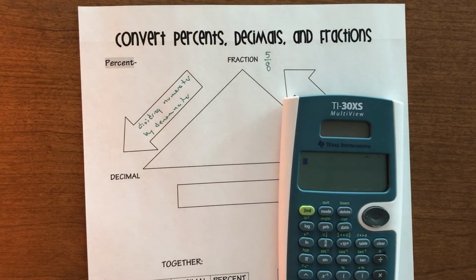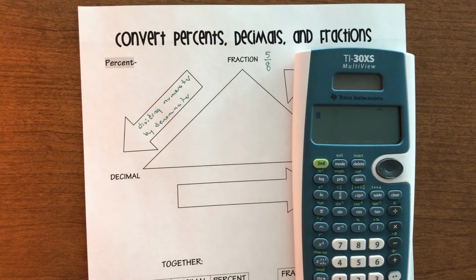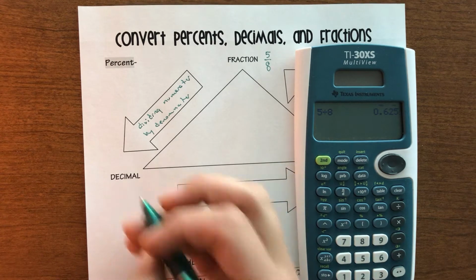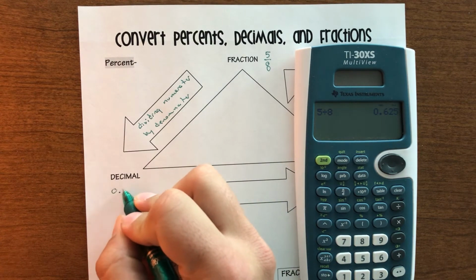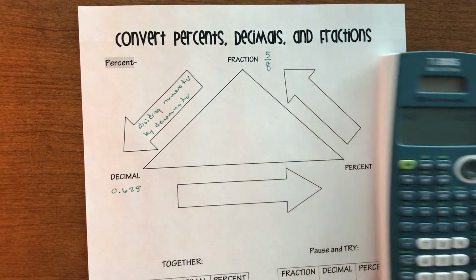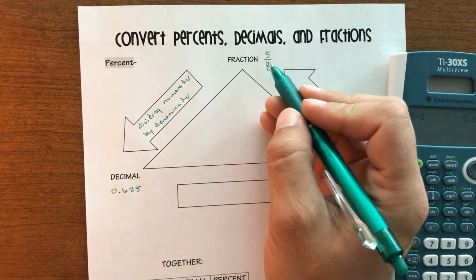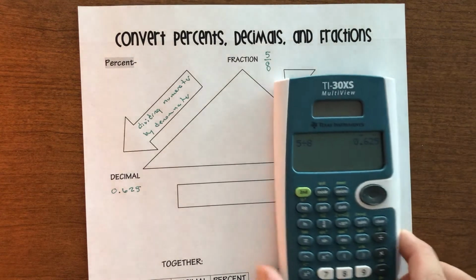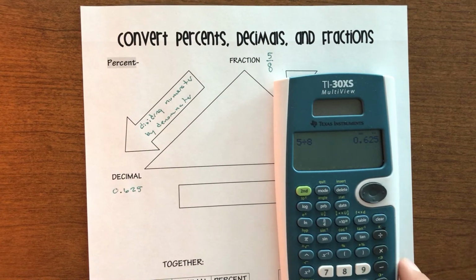So one way to turn it into a decimal is to just put that in your calculator. You do 5 divided by 8, and you get 0.625. So our decimal becomes 0.625. That's what this fraction bar means, right? It means divide.